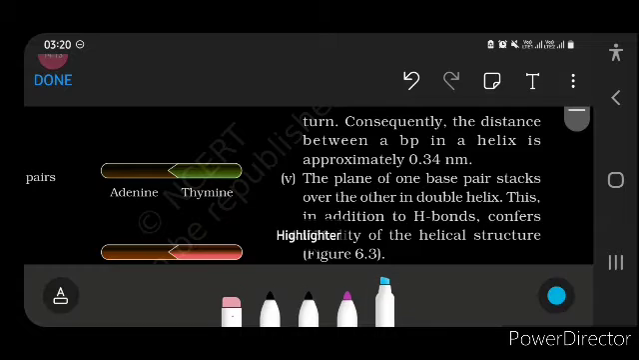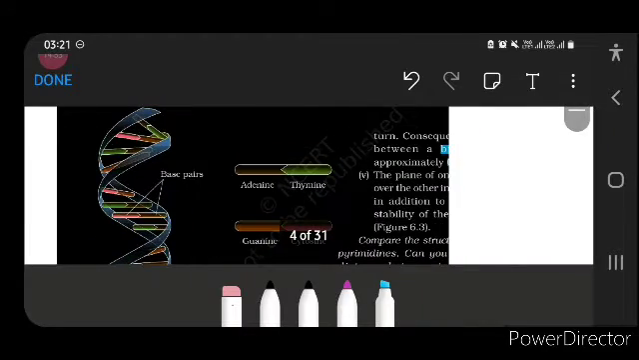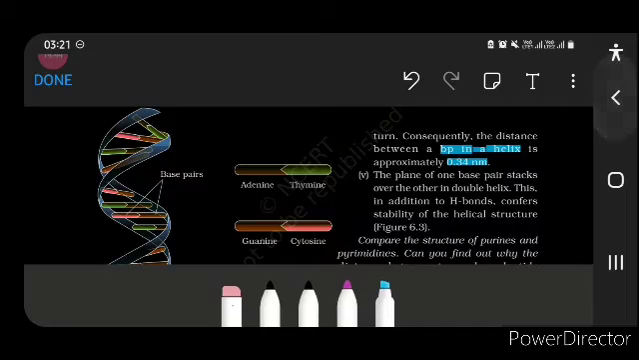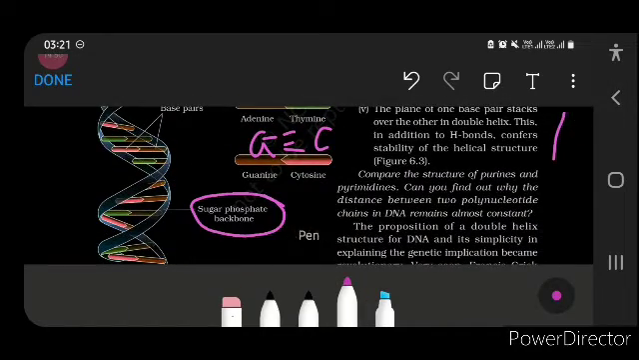Consequently, the distance between a base pair in a helix is approximately 0.34 nanometer or 3.4 angstrom. The plane of one base pair stacks over the other in the double helix. This, in addition to hydrogen bonds, confers stability to the helical structure. So here you can see adenine A, T and G, C. Okay. Sugar phosphate backbone and bases are inside.